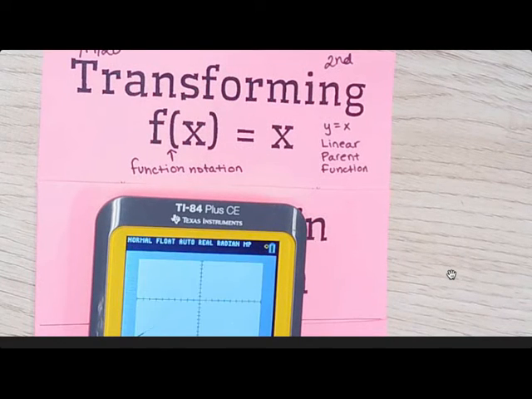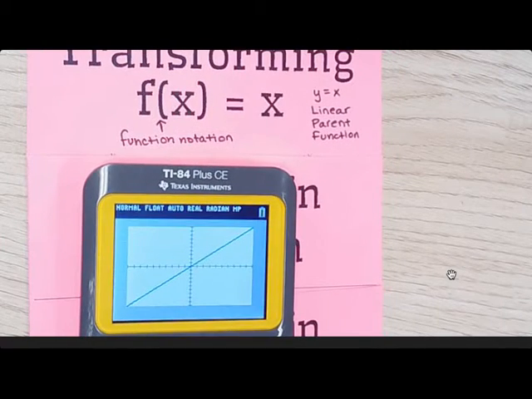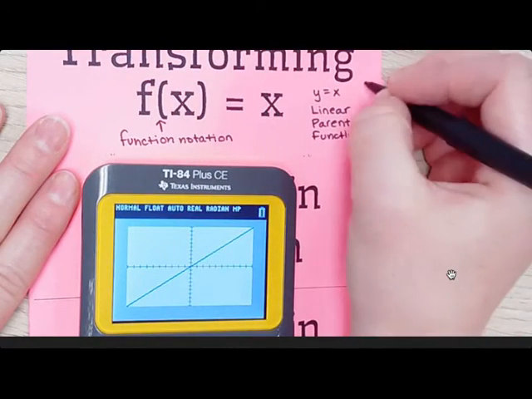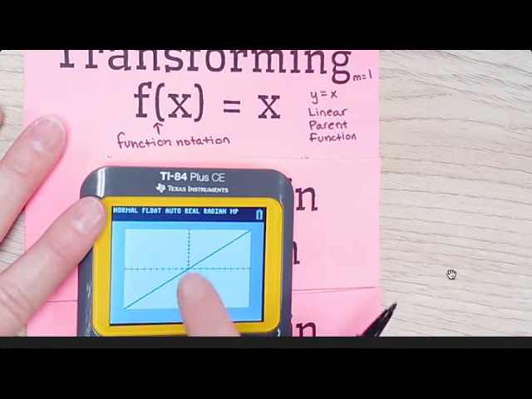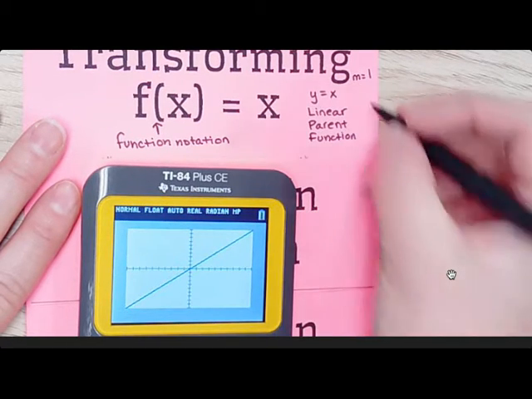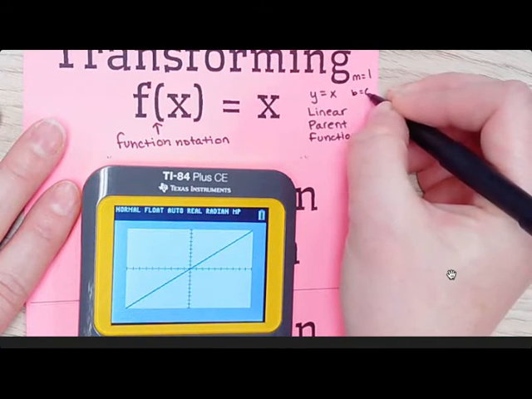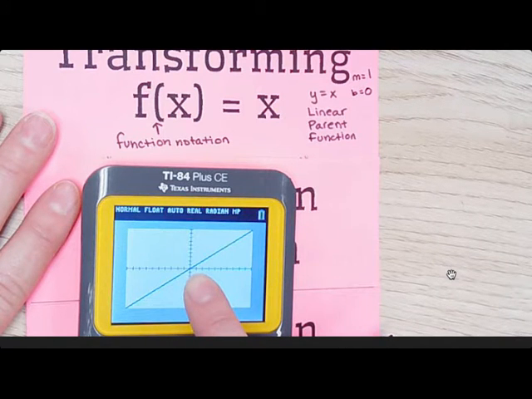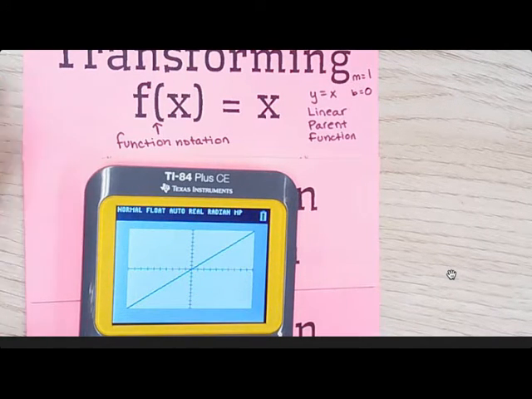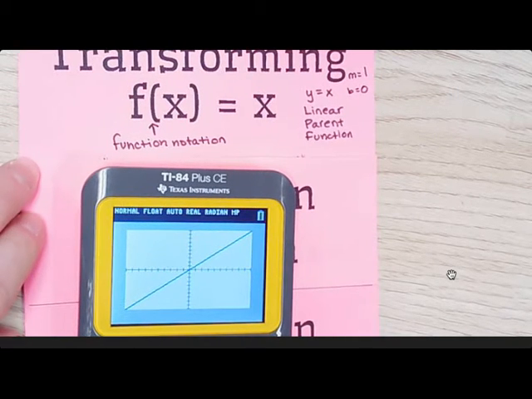So if I put the graph in, it has a slope, m equals 1. So it goes up 1 over 1, up 1 over 1. It's a stair step of 1, 1. And our b, our y-intercept, is 0. So it goes through the origin. So this is also called a direct variation because it goes through the origin and it's linear.